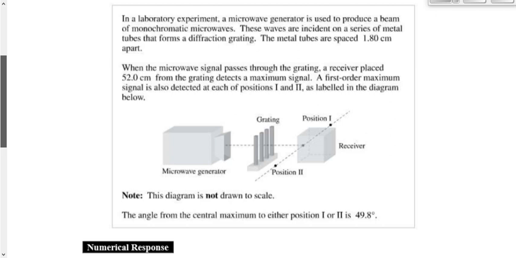But when we talk about monochromatic, it doesn't necessarily have to be visible light. It means one color, one frequency. And here we've got microwaves that are one frequency. These waves are incident on a series of metal tubes that form a diffraction grating. The metal tubes are spaced 1.8 centimeters apart.